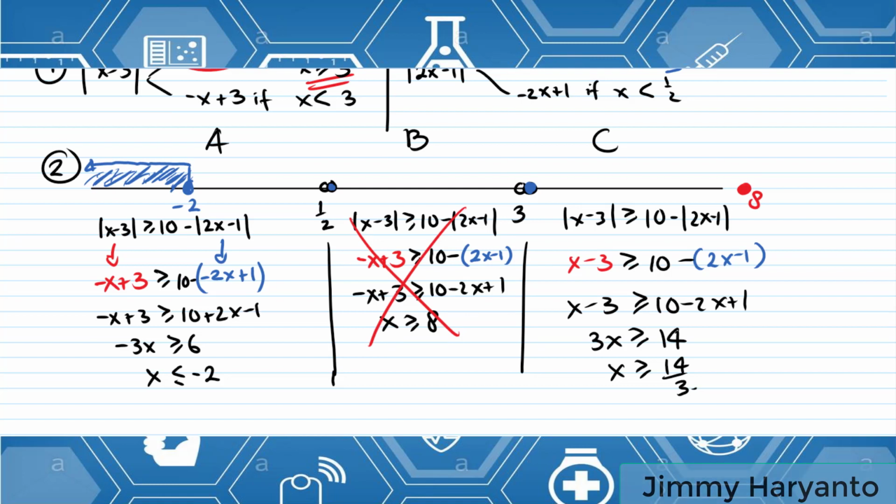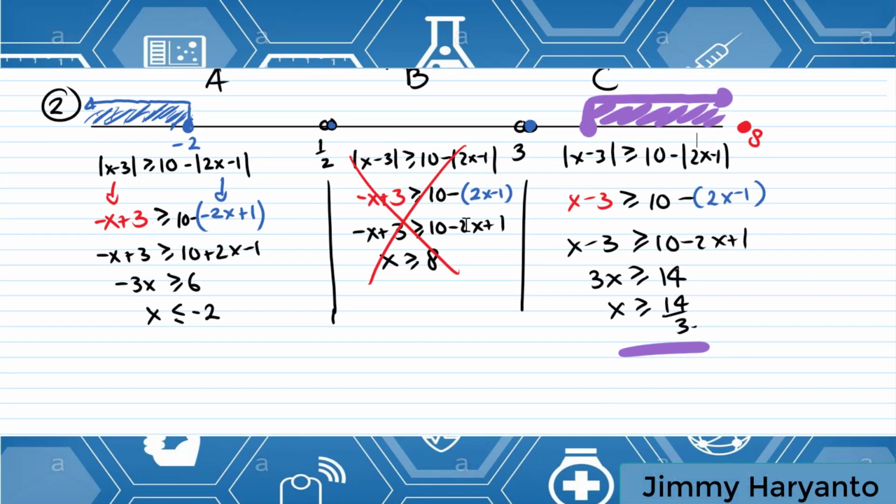How about room C? Room C is the purple one. X greater than or equal to 14 over 3. 14 over 3 is around 4 point something, so it's right here. Okay, greater than means go to the right side, so I can shade this one because we are in room C. There you go. This is the solution for the questions.